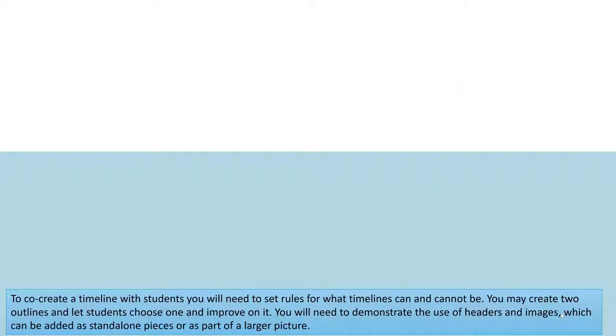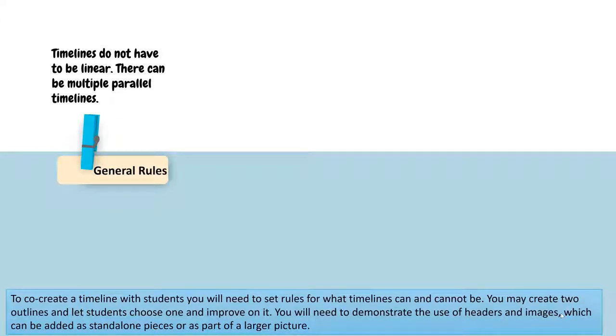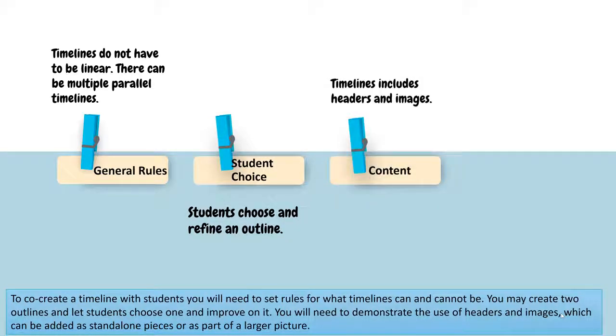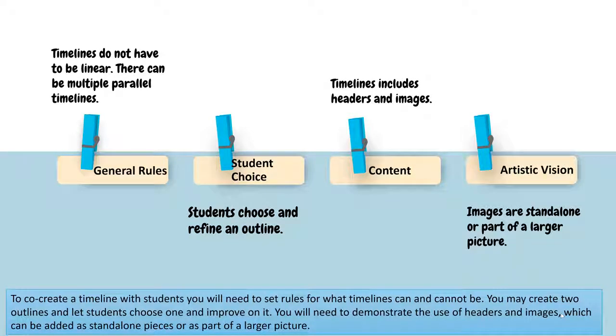To co-create a timeline with students, you will need to set rules for what timelines can and cannot be. You may create 2 outlines and let students choose one and improve on it. You will need to demonstrate the use of headers and images, which can be added as standalone pieces or as part of a larger picture.